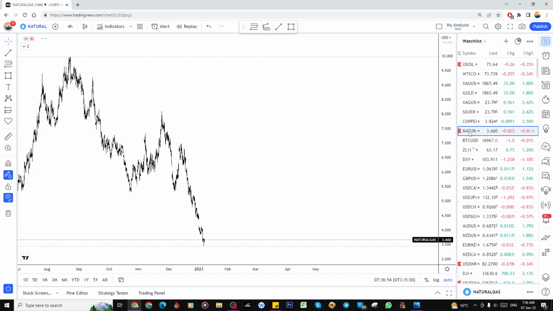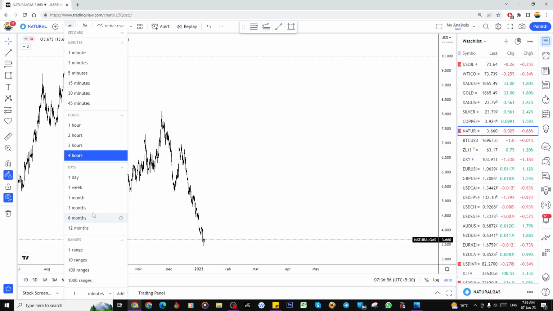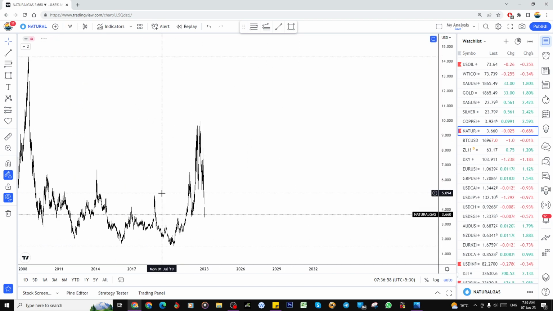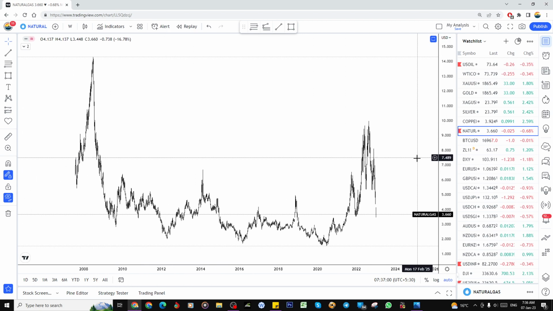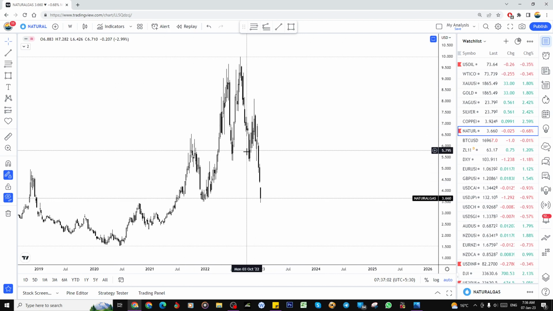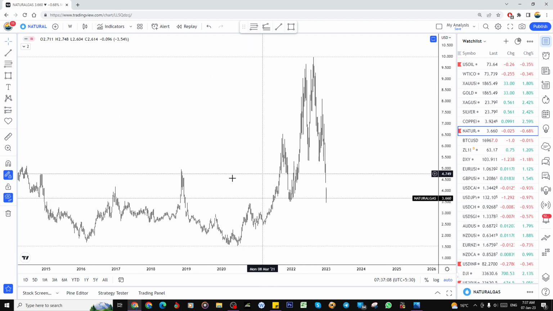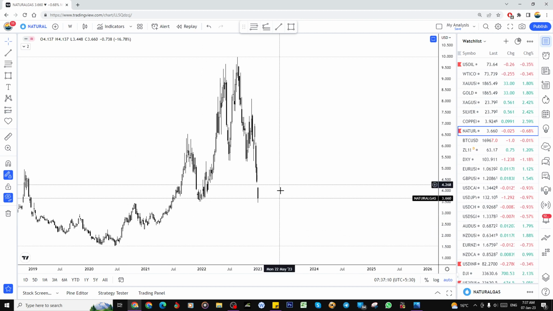So natural gas, it's a beautiful trade. Look at this. In the previous video also I explained that I'm expecting the target and it has already reached, and after that the three-wave structure, and again the three-wave structure it's doing. And here also I need to explain why I'm expecting the bounce. This is on the weekly, monthly, everything.